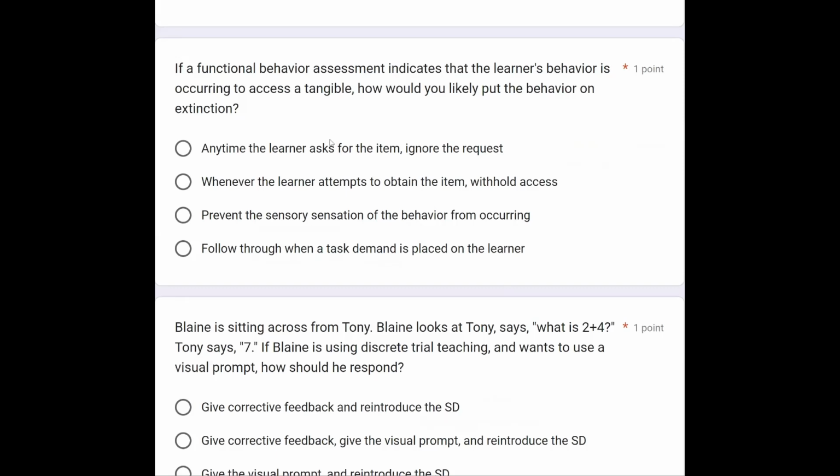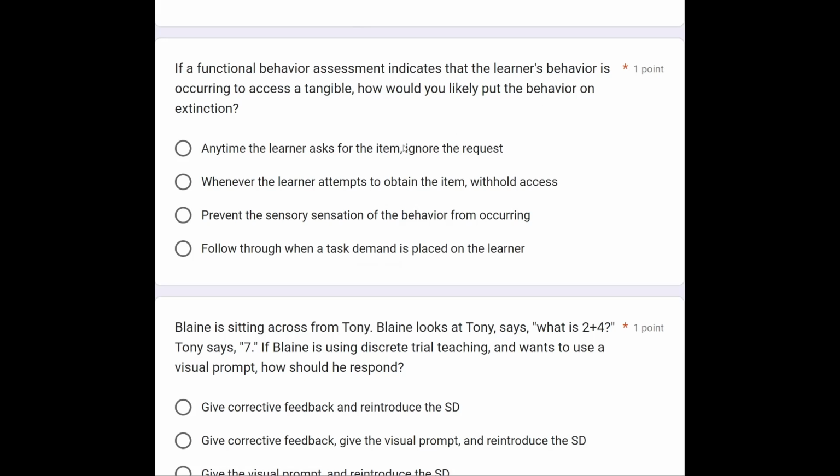If a functional behavior assessment indicates that the learner's behavior is occurring to access a tangible, how would you likely put the behavior on extinction? Slow down and read this one and make sure we understand it. If a functional behavior assessment indicates the learner's behavior is occurring to access a tangible. So our function is what? Accessing a tangible. The question is asking us, how are we going to put that behavior on extinction?